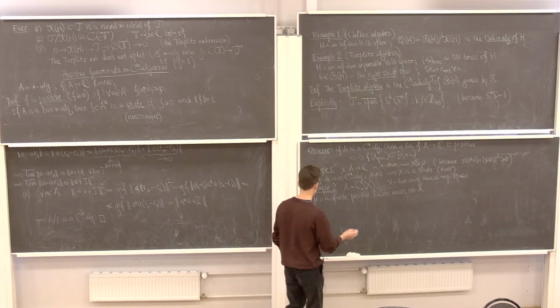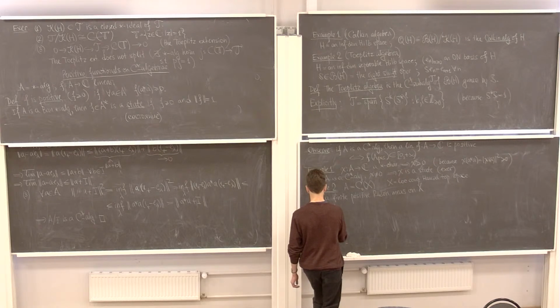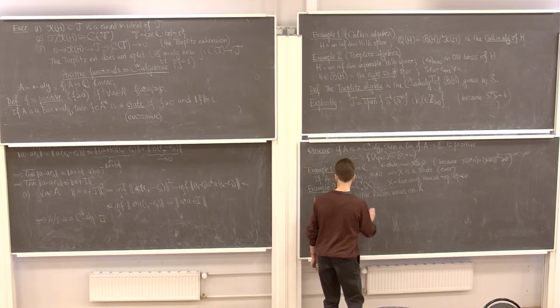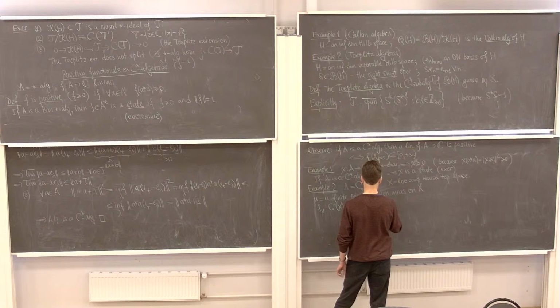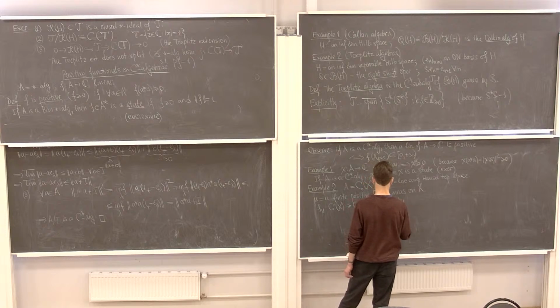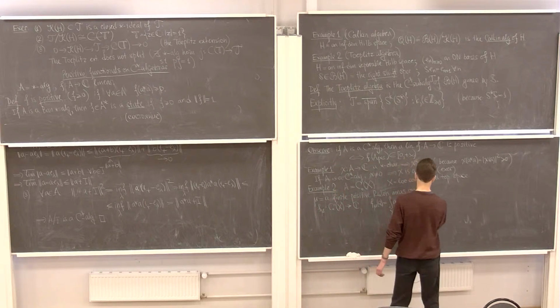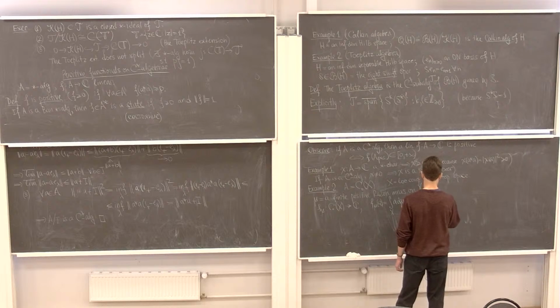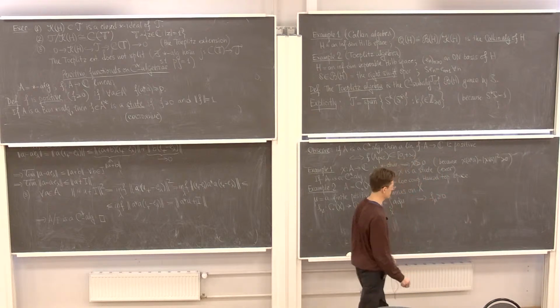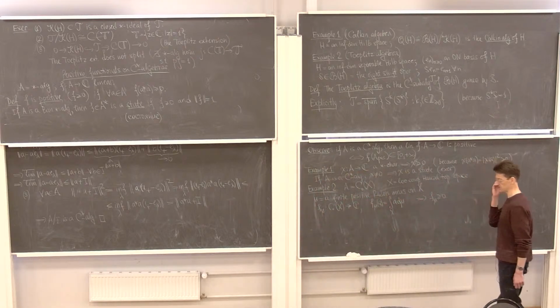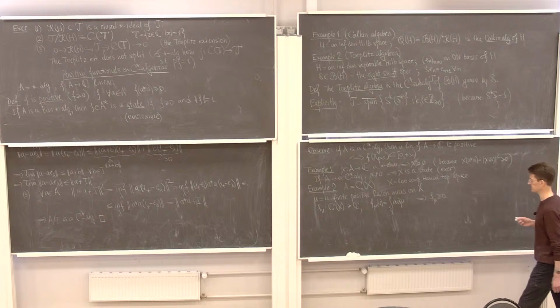Then mu generates a positive functional f mu on our algebra by the following simple formula. It is just the integral with respect to mu. Then clearly f mu is a positive functional because the integral of a non-negative function is greater than or equal to 0.